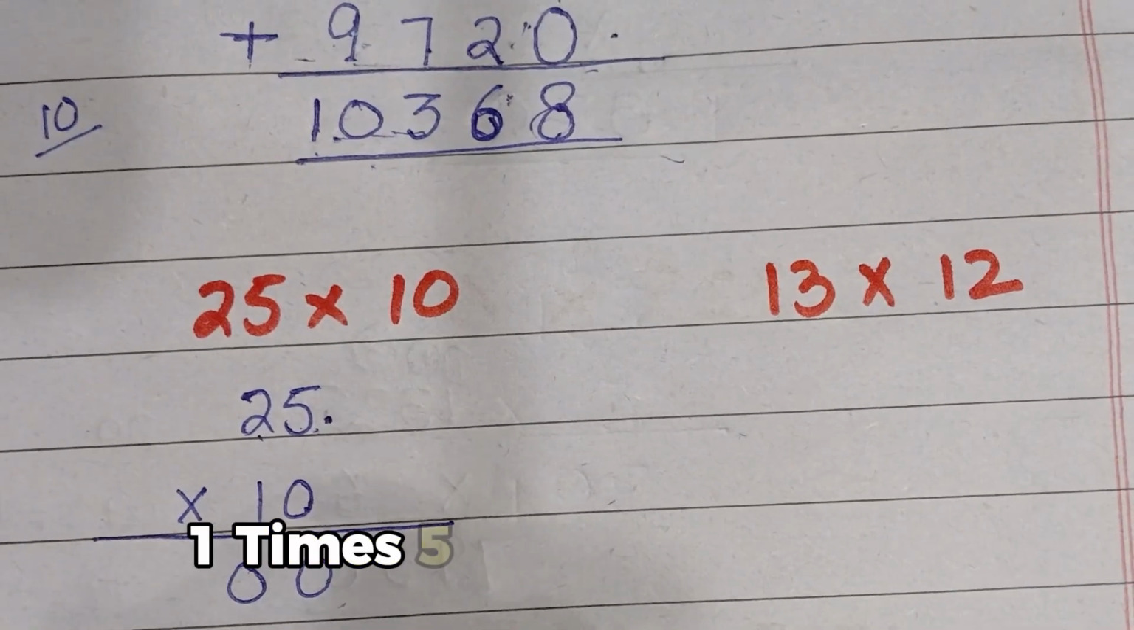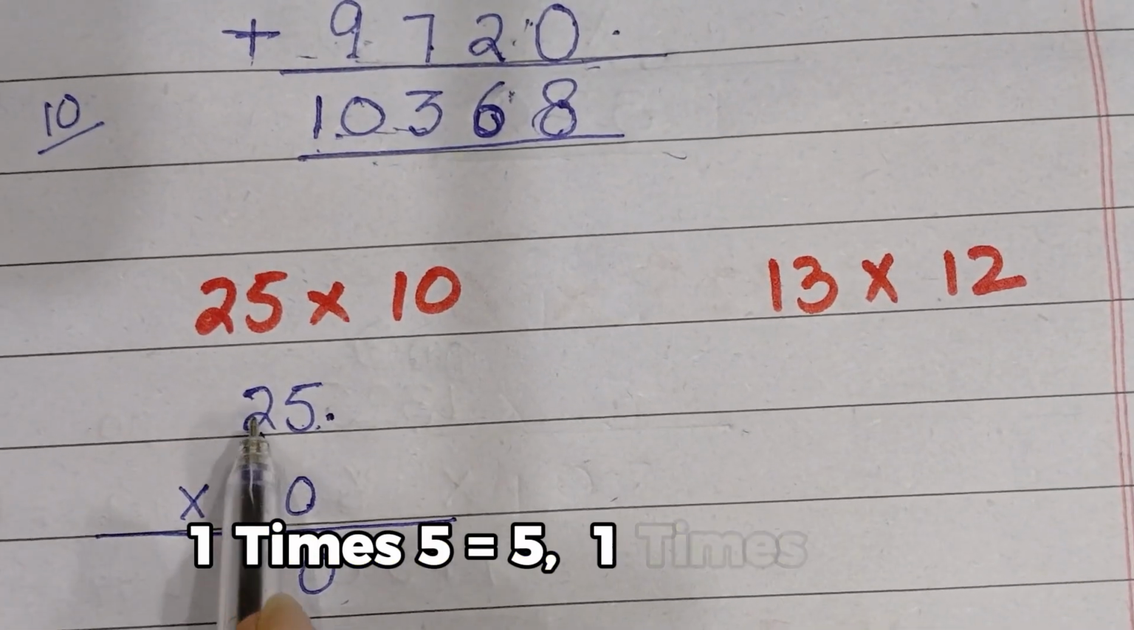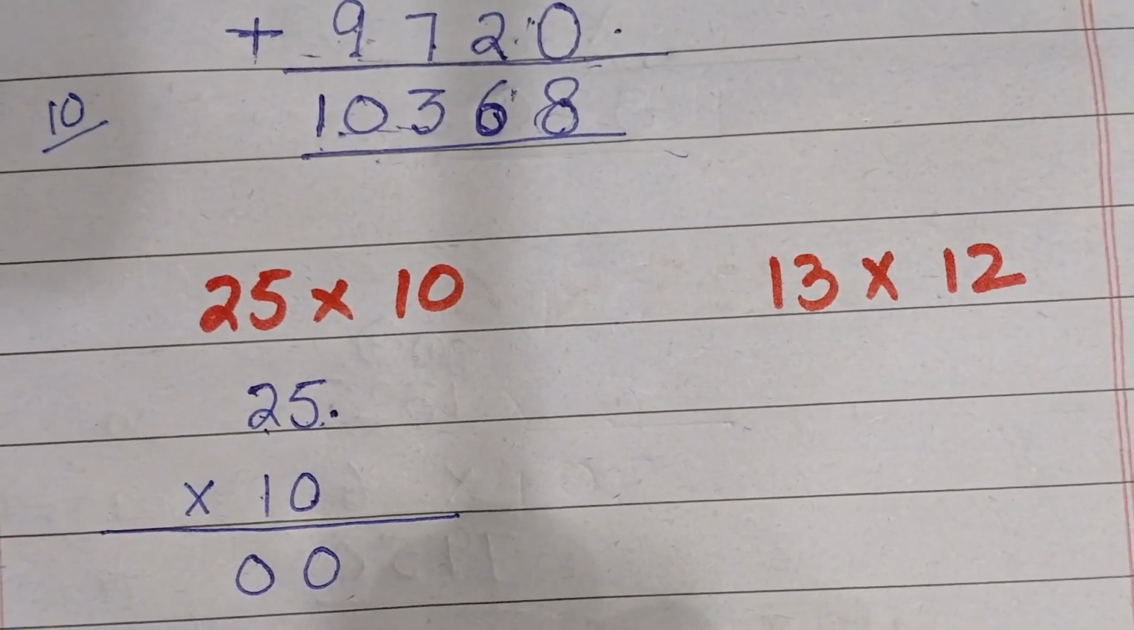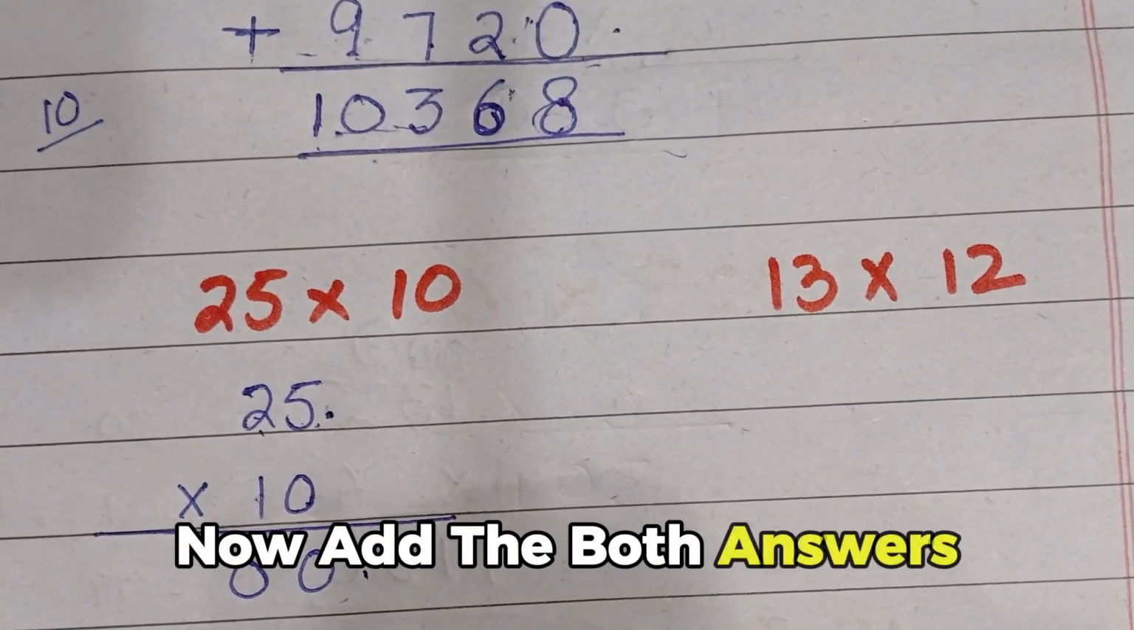Now 1 times 5 is 5. 1 times 2 is 2. Now add both answers.